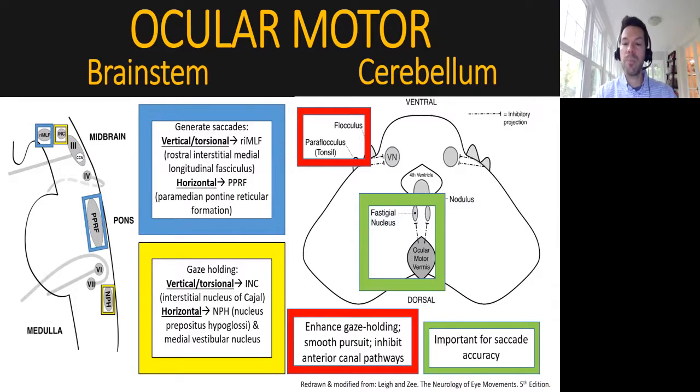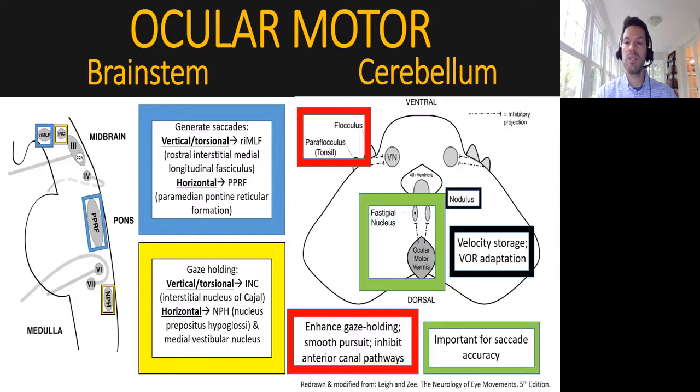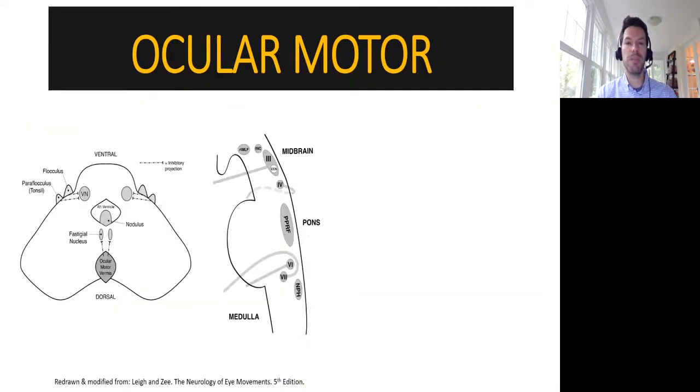We care about the saccades. Not only do we want to initiate saccades, but we want to make sure they're accurate. This is mainly the job of these midline structures, the fastigial nucleus, the ocular motor vermis. What about the nodulus? This plays a significant role in velocity storage, which we'll talk a little bit about as well, in addition to VOR adaptation.